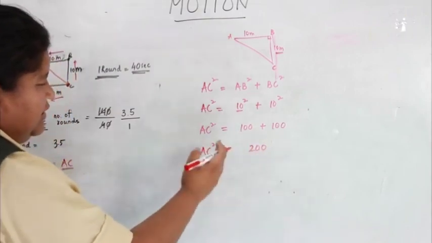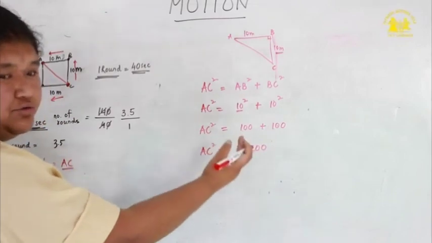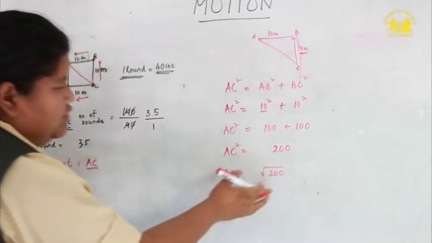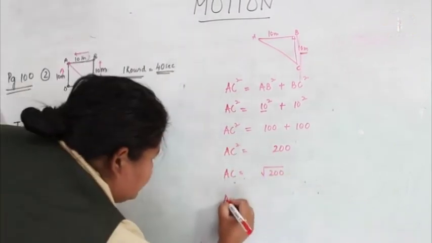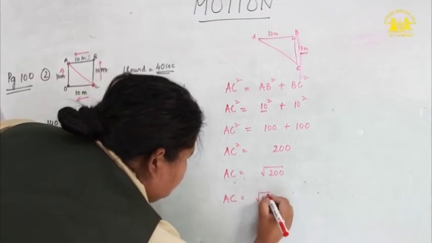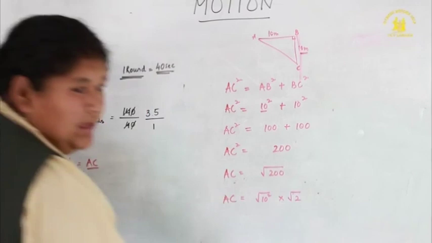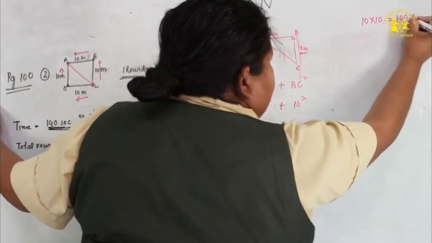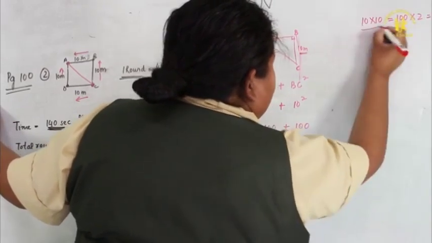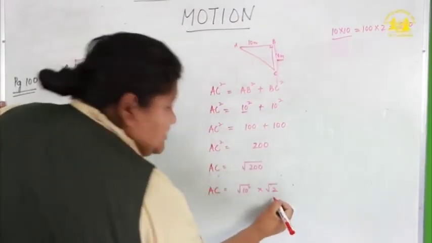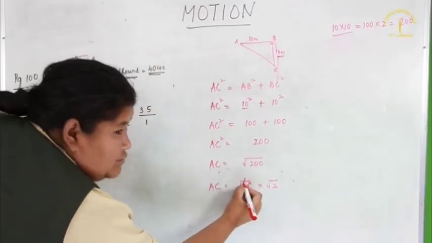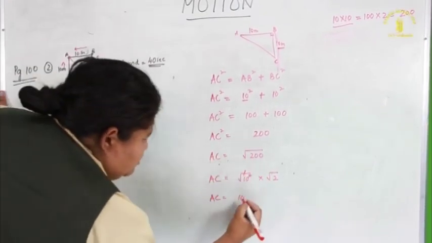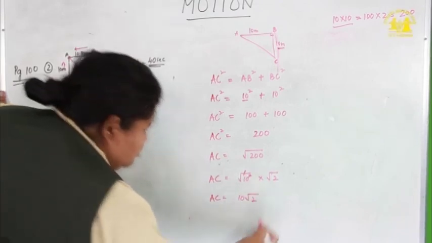Now this square, when we move it to the other side, it becomes square root. Right, so AC is equal to root 200. We can also write it like this: 10 times 10 is 100, 100 times 2 is 200, so 10 squared times 2 under the root. Now the square cancels with the root, and what we get is 10 root 2.